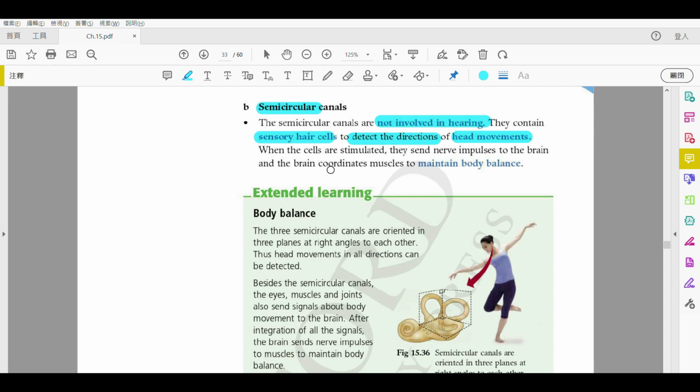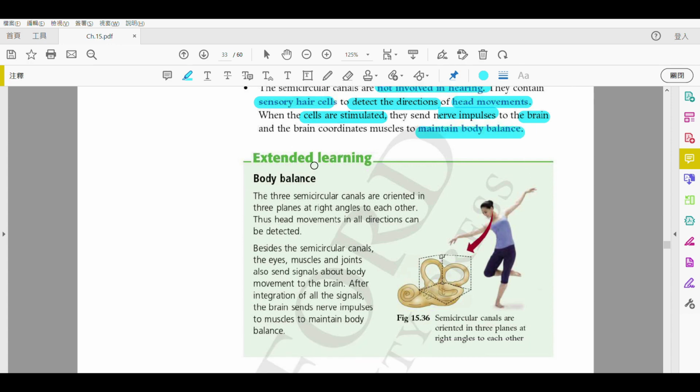That's because the sensory hair cells inside the semicircular canal feel like the fluid inside the semicircular canal is keeping on vibrating. So they cannot help you maintain your body balance. That's the reason. So when they are stimulated, they will generate nerve impulse to the brain for interpretation. But we need to remember this: what is the function? Mainly, it's for maintaining body balance. So I'll talk more about this body balance later.